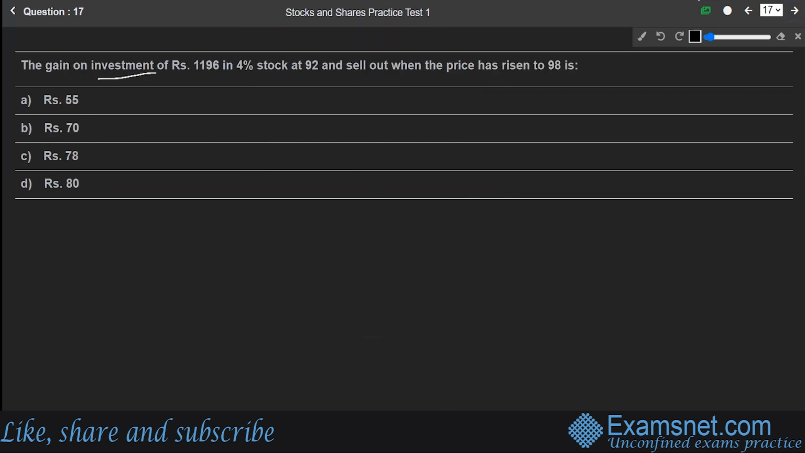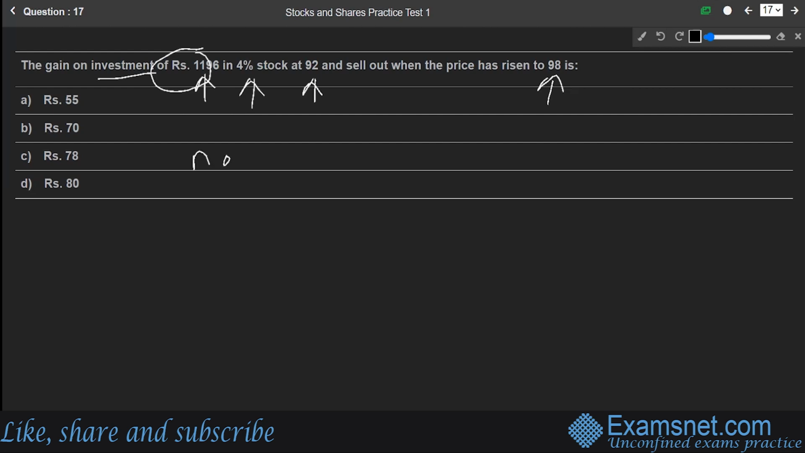The gain on investment of rupees 1196 in 4% stock at 92 and sell out when the price has risen to 98. So what they are saying is, when the investment of 1196 rupees was done, the stock was available at 92. With this much investment, how many shares you bought can be found out easily by dividing the investment by the market value of each share. Then when it was sold at 98 rupees, what was the actual gain that we have to receive?